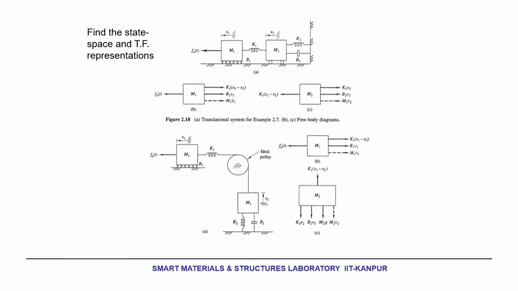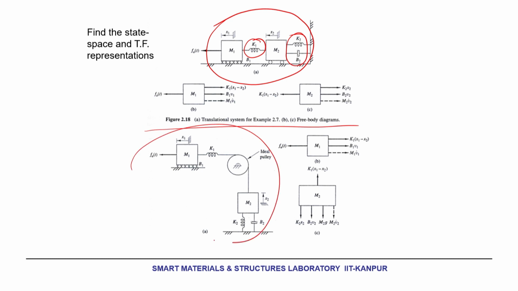Now, you check yourself whether you can do this problem. Let us say I have two bodies, two masses interconnected by some springs and a spring and dashpot, and some force is working on it. Can we find out what will be the state space representation of the system? Try it with this pulley system also and check whether you can do it.